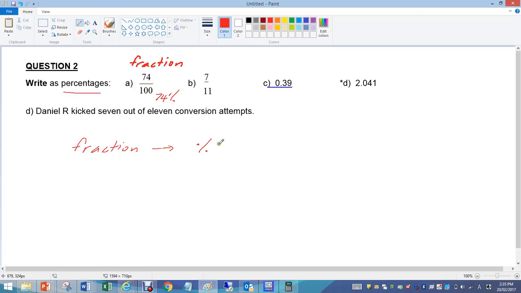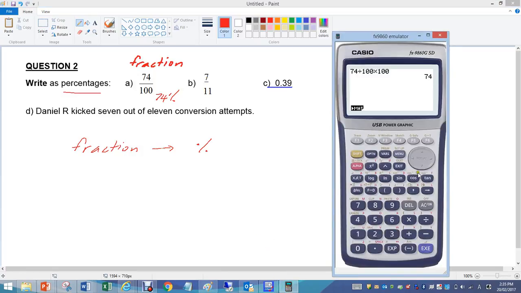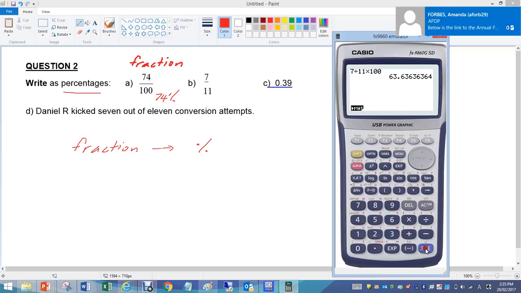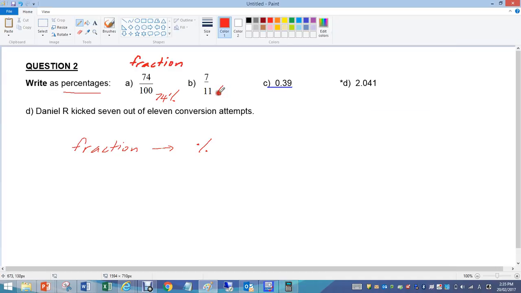So 74%. Next one, 7 out of 11. We would just do 7 divided by 11 and then times by 100. So that is 63.63%.